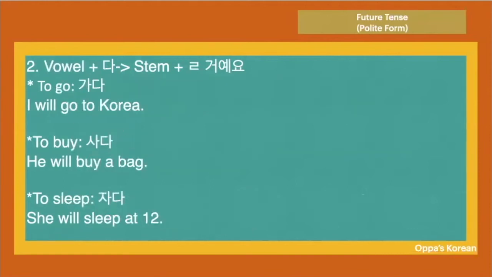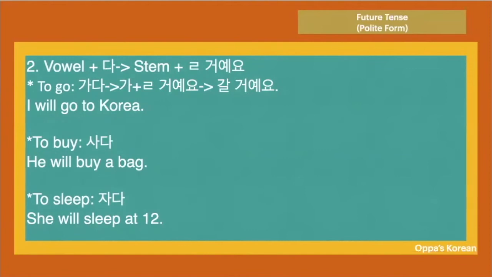Now, second group, verbs ending with vowel plus 다. Here is an example, to go, 가다. Find the stem, you drop 다, then 가 is the stem, plus ending ㄹ 거예요. So it goes to 갈 거예요.